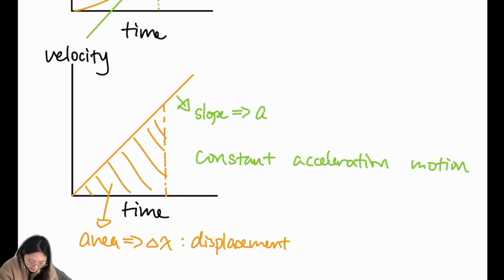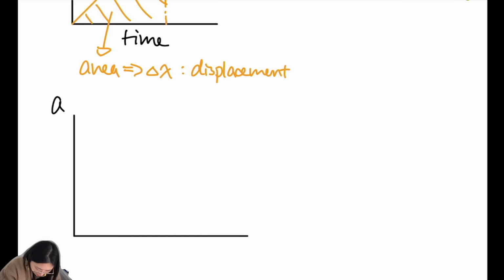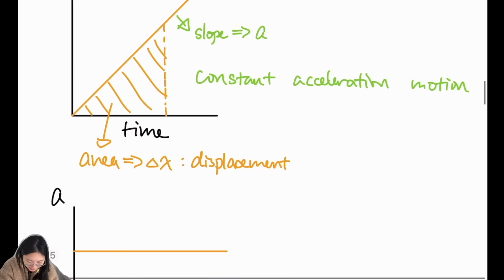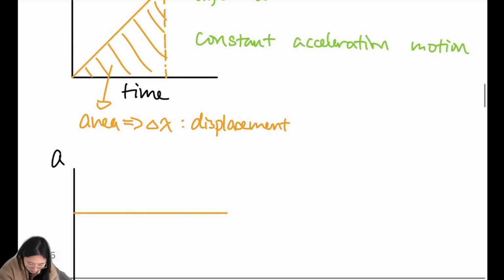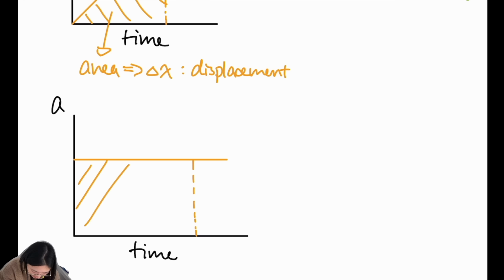So similarly, based on this velocity versus time graph, I can also draw an acceleration versus time graph. And since acceleration is constant, acceleration graph is just a horizontal line. And this horizontal line is above the x-axis because it is a positive slope. And again, the area under the acceleration graph represents the change in the velocity.